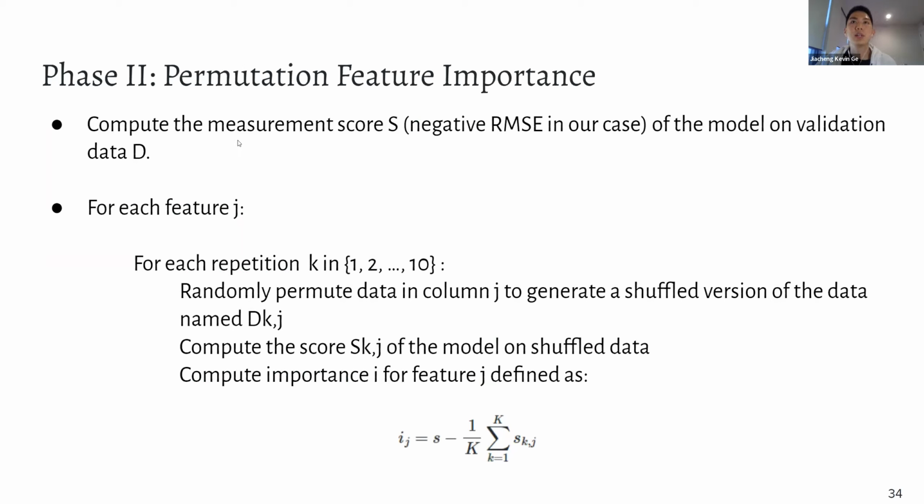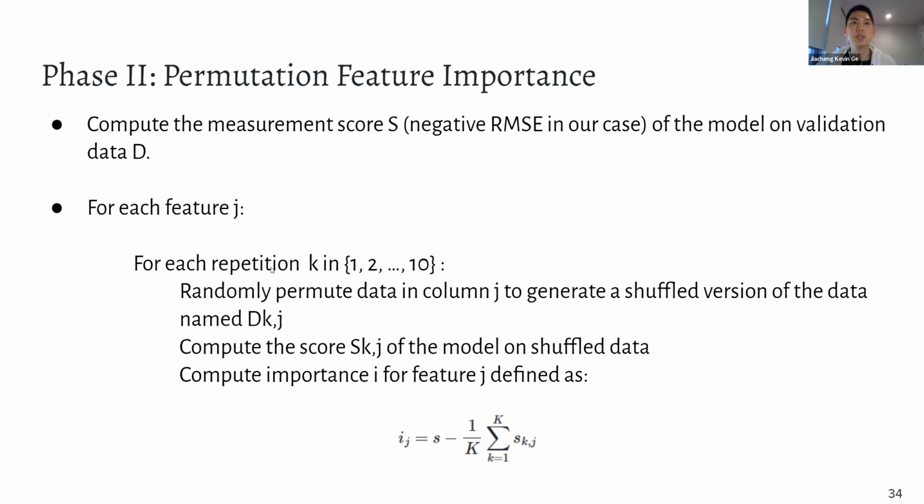And we measure the contribution of the features by the permutation feature importance score. We first compute the negative RMSE of the 2 models. And for each feature, we randomly shuffle the data in the column j to generate a permuted version of the data, and we compute the negative RMSE again on the shuffled data. And the feature importance is defined as the decrement in the negative RMSE.